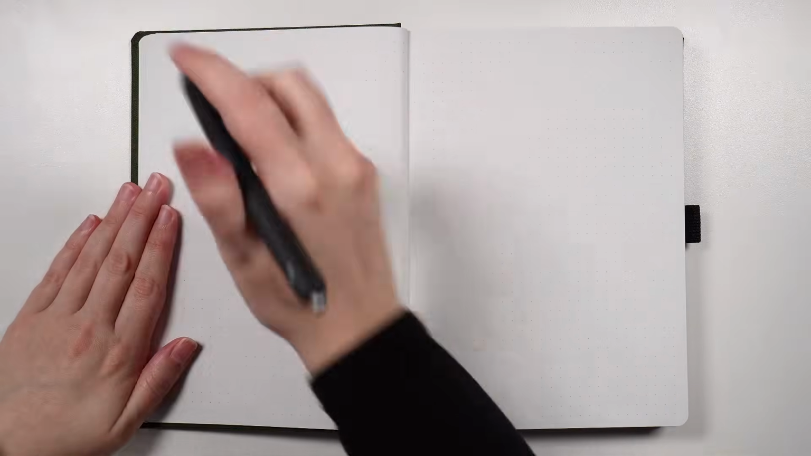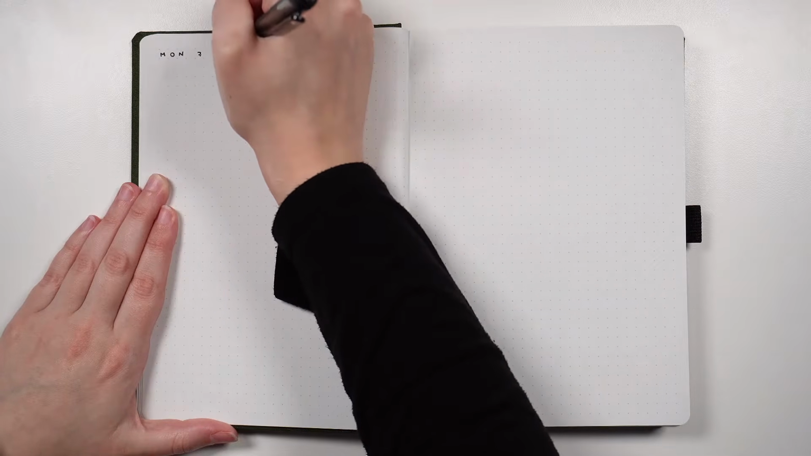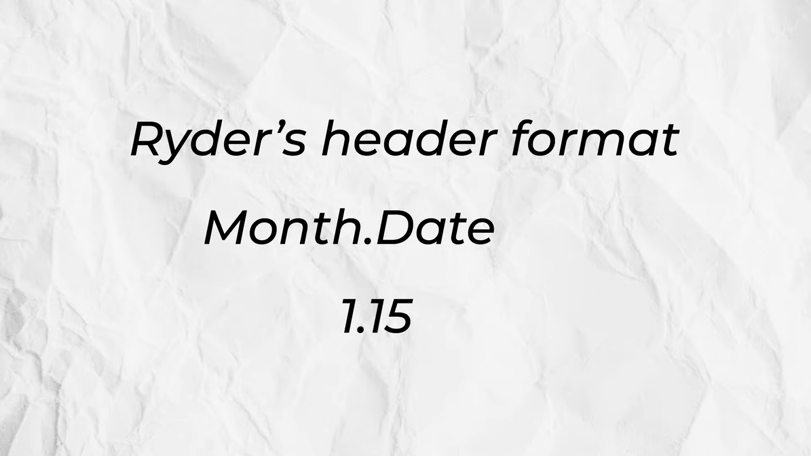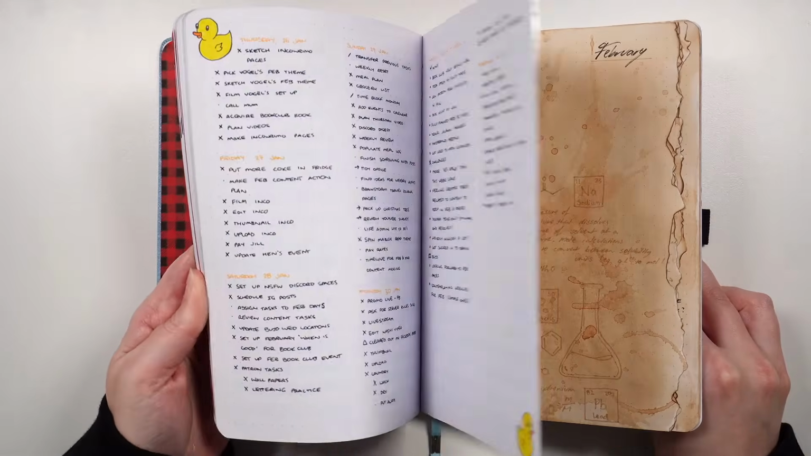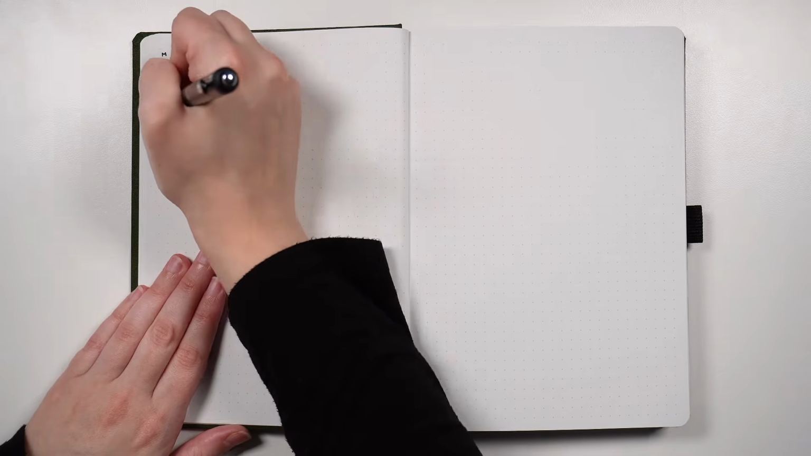To set up a daily log though, you start by writing out the day's date as a header. Ryder suggests the format of month, day number, day initial, so that the month is captured on the very edge of the page. This just helps him orient himself when flipping through the pages of his journal, but really, you can use whatever date format works for you. After setting up the header though, you're literally good to go.